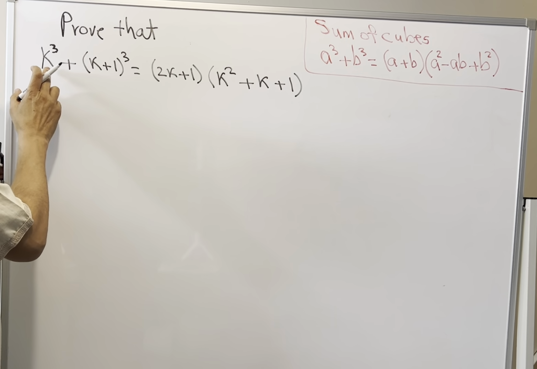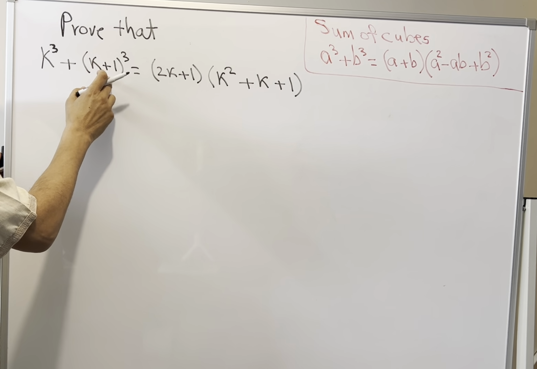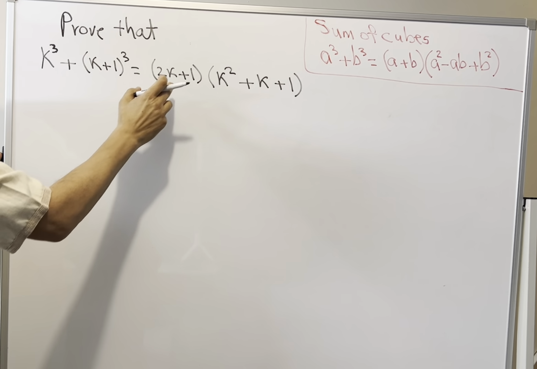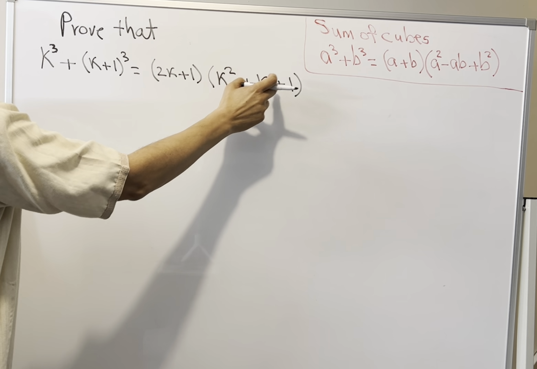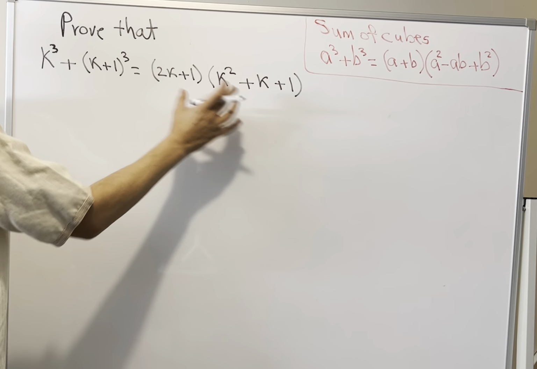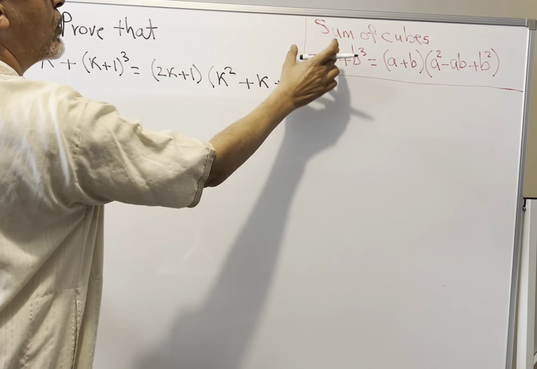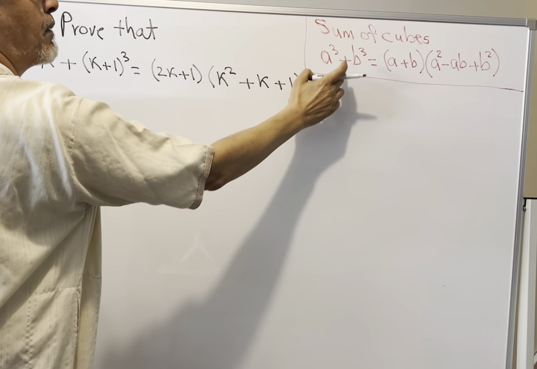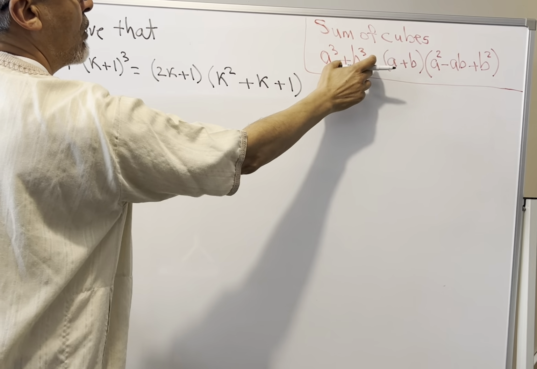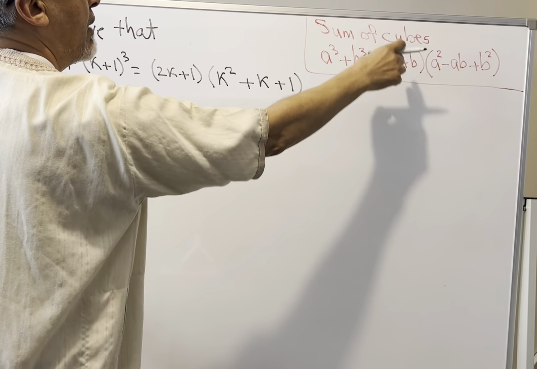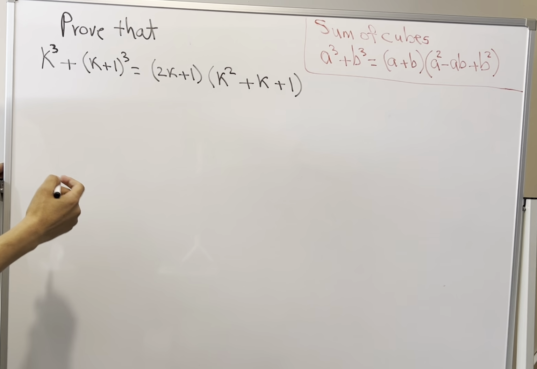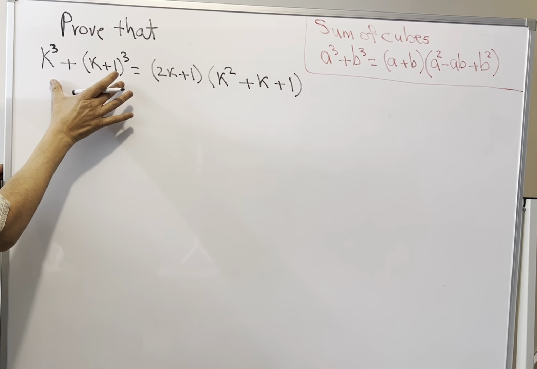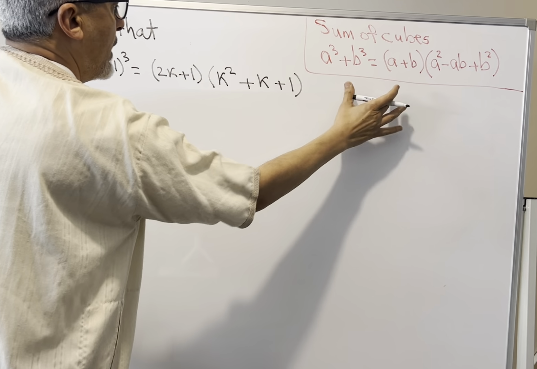Prove that k cubed plus (k plus 1) cubed equals (2k plus 1)(k squared plus k plus 1). To be able to do this, we need to know the sum of cubes: a cubed plus b cubed should equal (a plus b)(a squared minus ab plus b squared). So now it's this right here that we're going to apply to this and see if it gives us this.